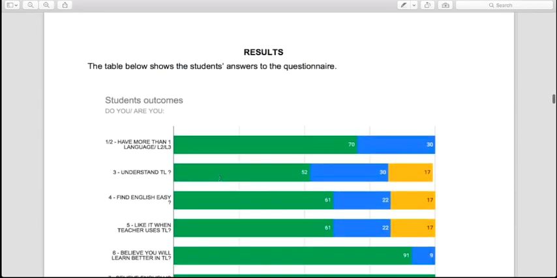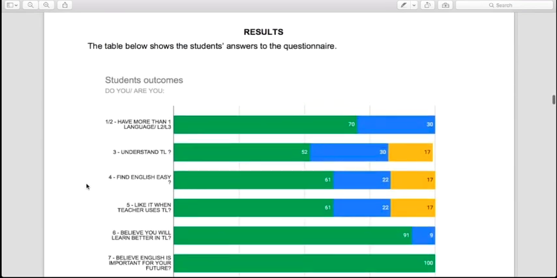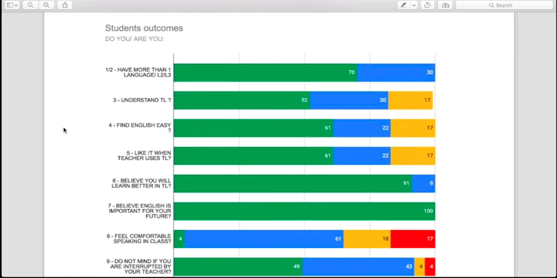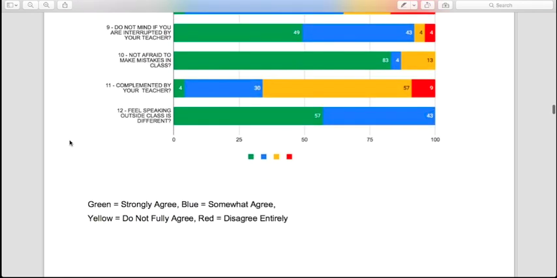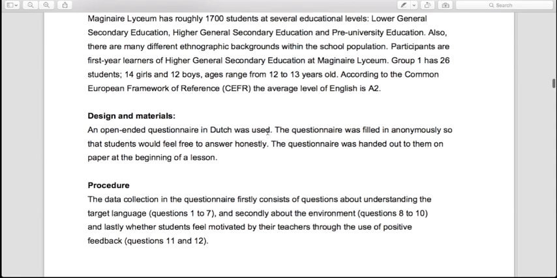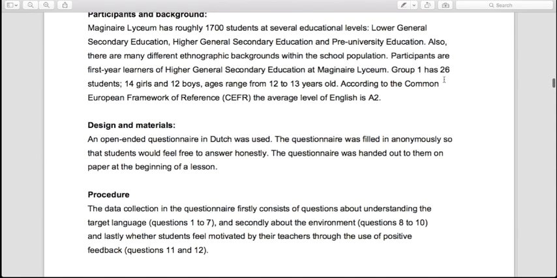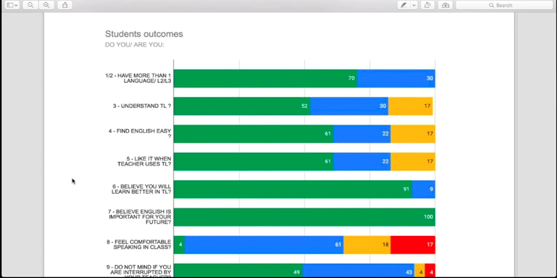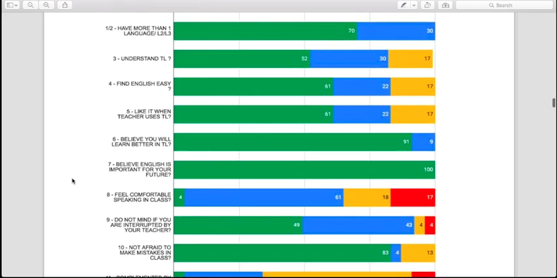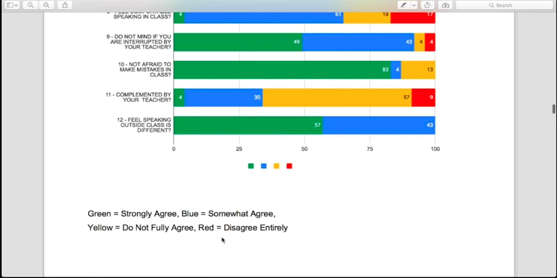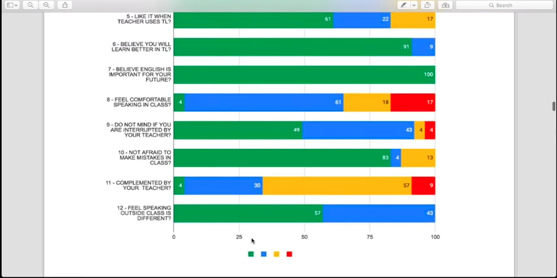Okay. Now what you see here, very nice, it's the results of the questionnaire. So they broke it down into a graph. How many students did they actually talk with or get information from? 26. All right, that's a pretty decent pool of participants. And what you see is that the author broke it down by strongly agree to disagree entirely.